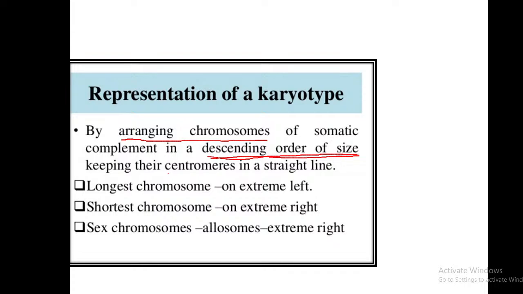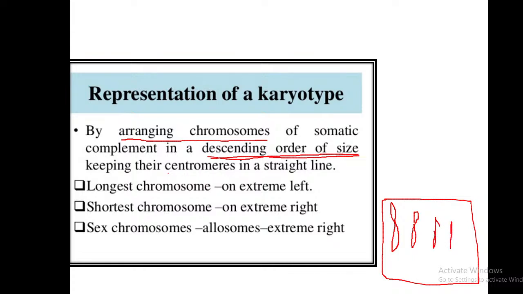So in that picture, if this is a karyotype, the longest chromosome will be at the extreme left. It's like this based on the length, and the shortest chromosome will be at the extreme right. The longest chromosome on the extreme left and the shortest chromosome on the extreme right.